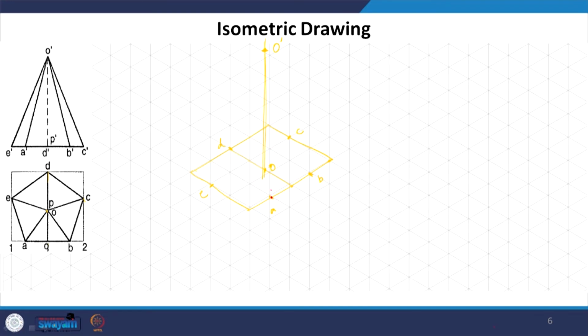So, this is OA, this is OB, this is OE. Maybe it might become visible or it might not, totally depends upon the drawing.